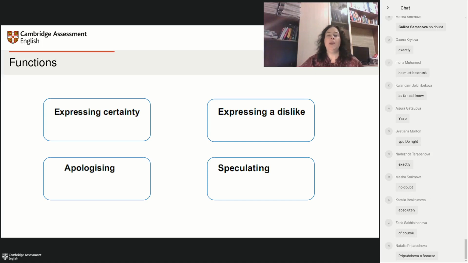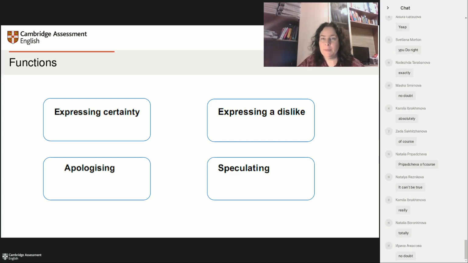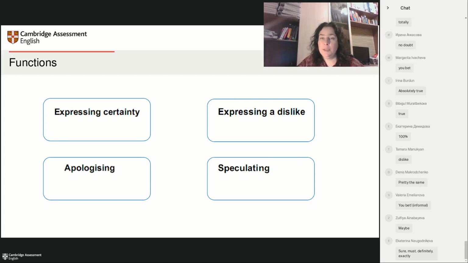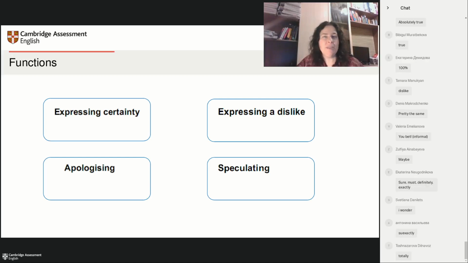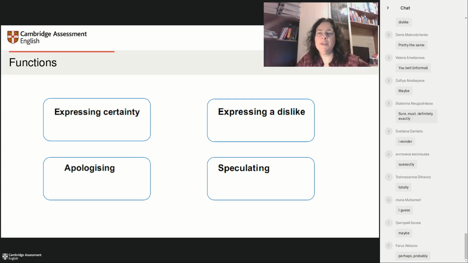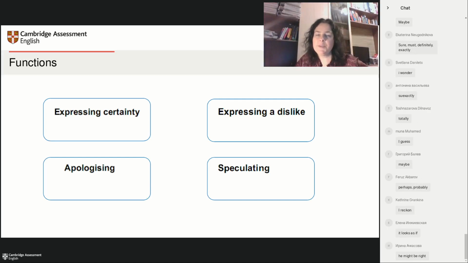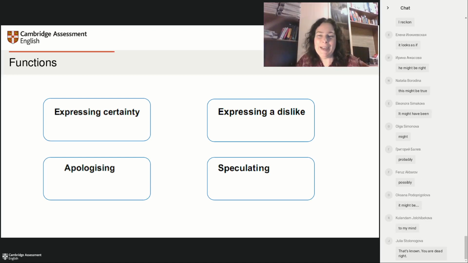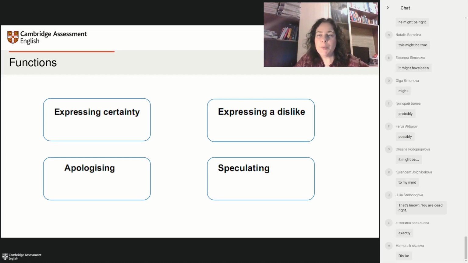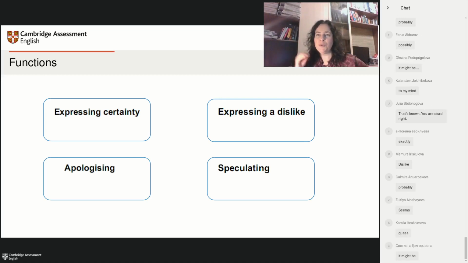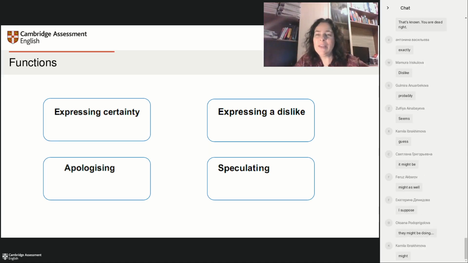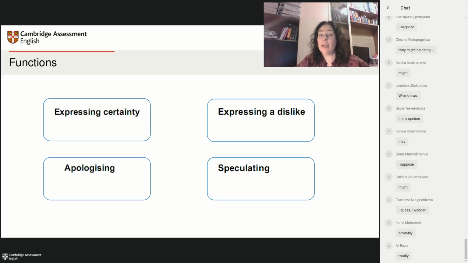Okay, great ideas. Now let's talk about speculating. You have already mentioned the modals of deduction, and must. Maybe something else. Very good. Wonder. I guess. I reckon. It might be. Good. I like might. I think I overuse might in my speech just because I want to soften my utterances all the time. Great, I suppose. Perfect. Great.